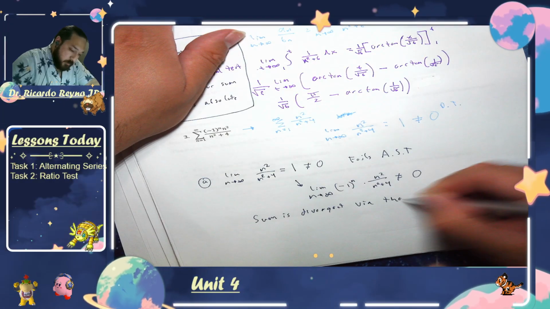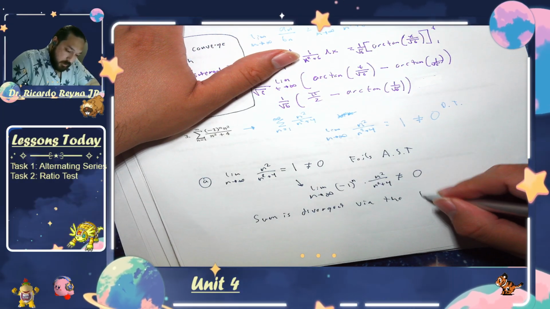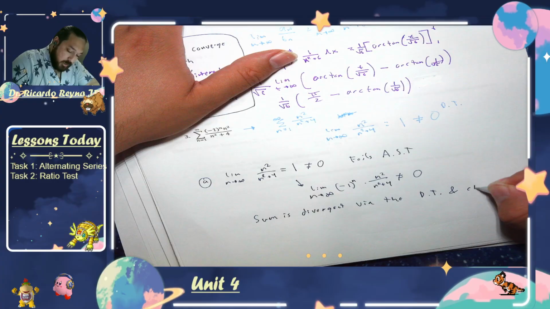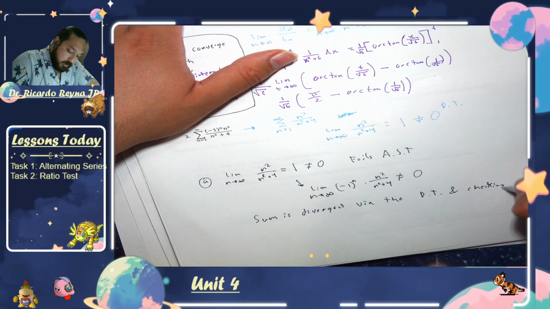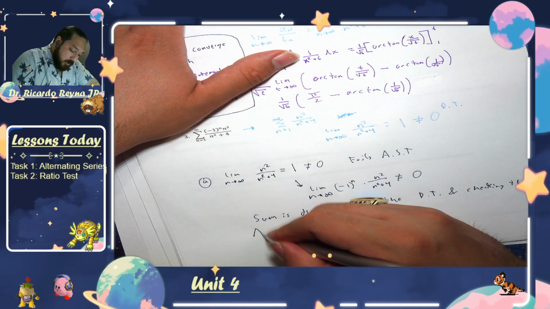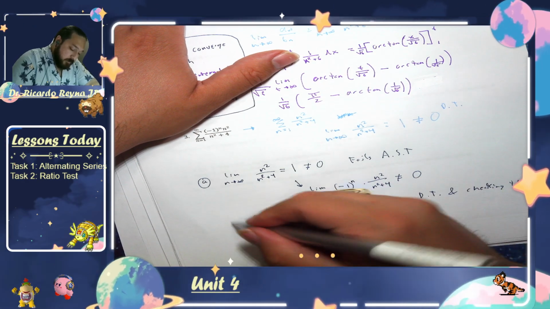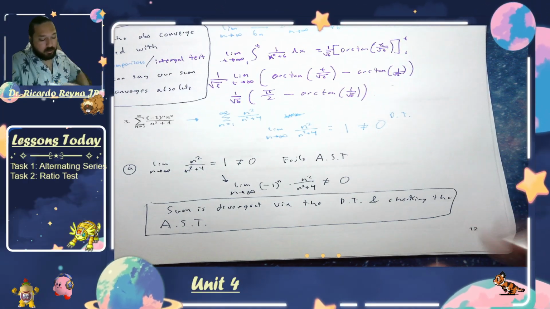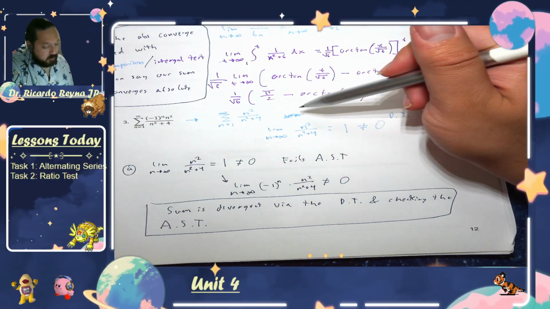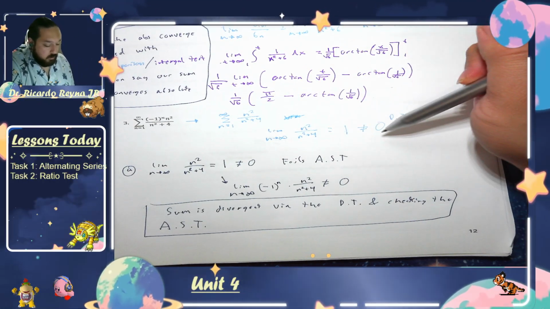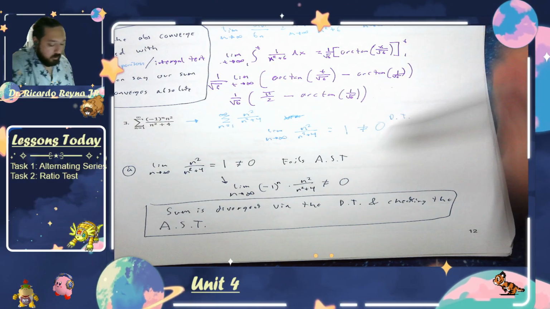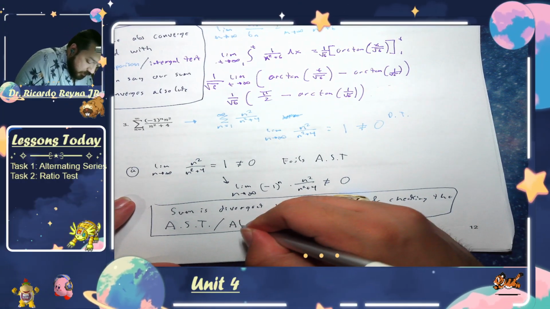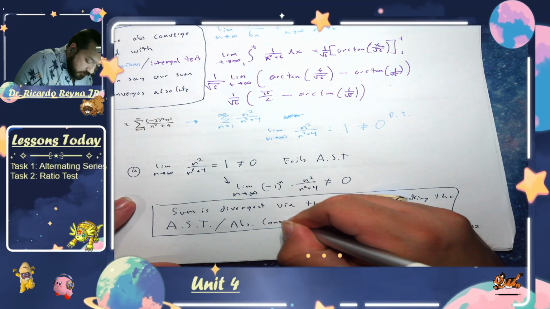via the divergence test and checking the alternating series test. So that's the caveat there. We first checked if the absolute value would work. Oh, well, I guess checking the alternating series test slash the absolute convergence.